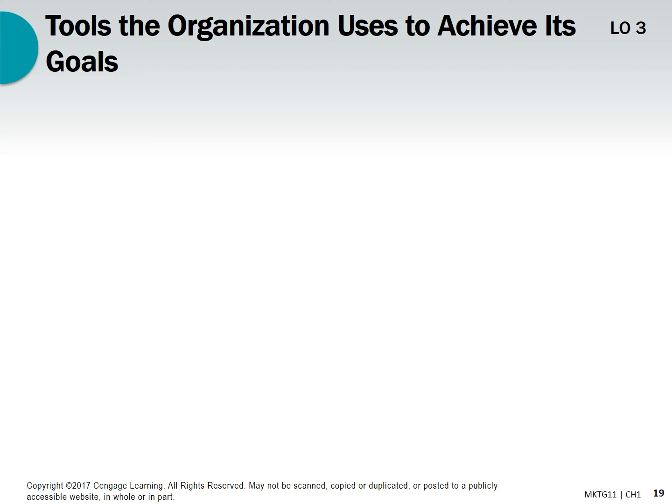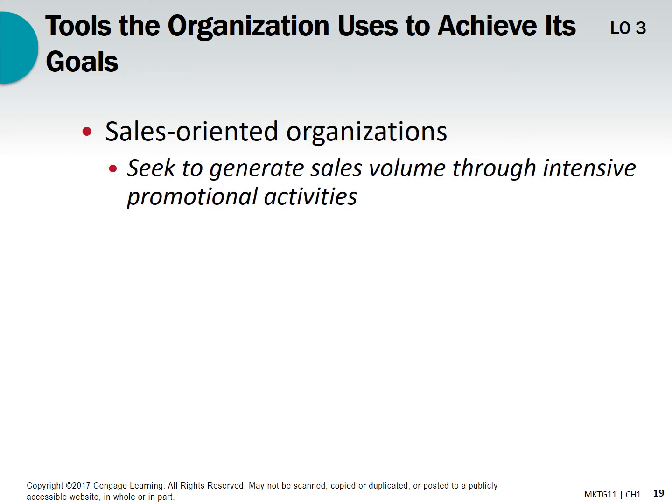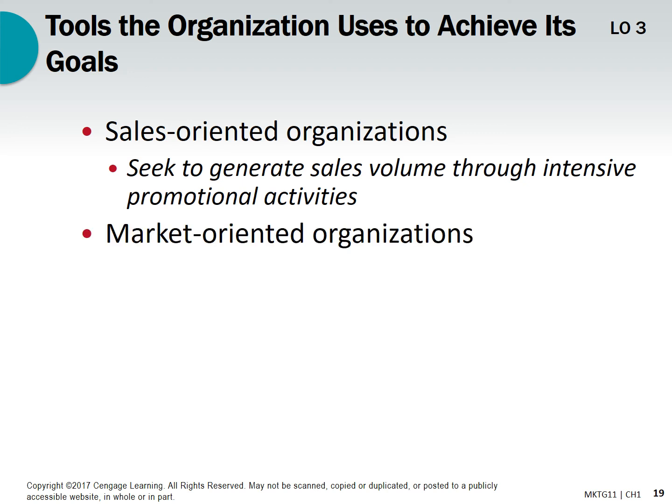Tools the organization uses to achieve its goals. Sales-oriented organizations seek to generate sales volume through intensive promotional activities. Market-oriented organizations recognize that promotion decisions are only one of the four basic marketing mix decisions that must be made.